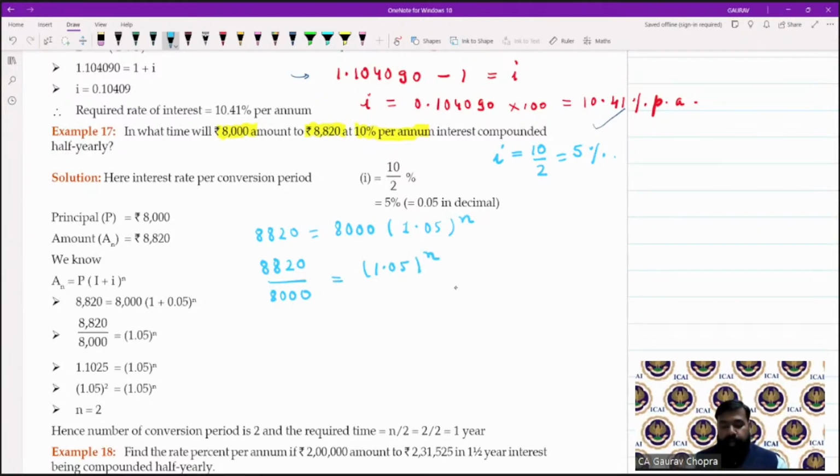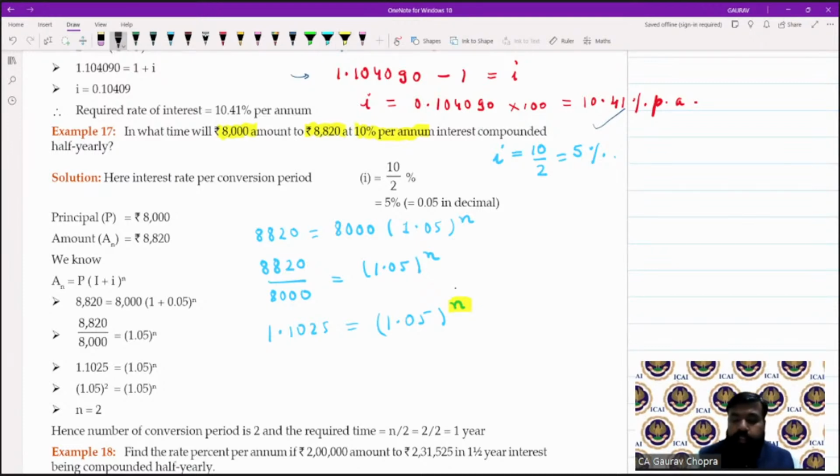Now let's divide and see what we are getting. 8820 divided by 8000 is 1.1025, equal to 1.05 to the power of n. So this is the equation. Now what do we have to do? You can solve using options also.